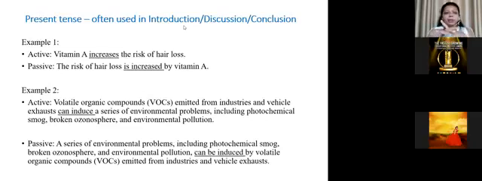Now let's look at these examples. Here I've said you can use present tense when you're writing your introduction, discussion, and the conclusion. But across these sections, again, sometimes you can go for mixed tenses as well.